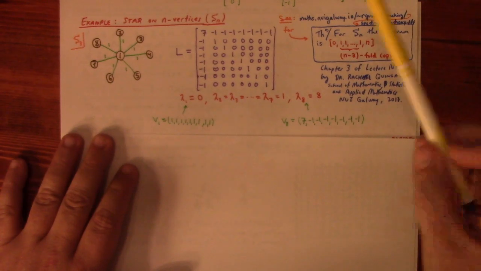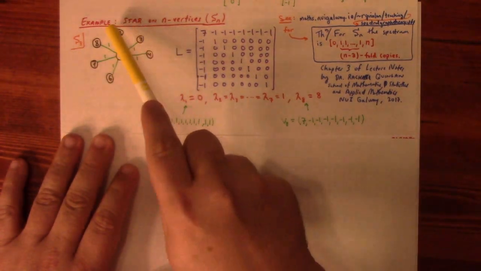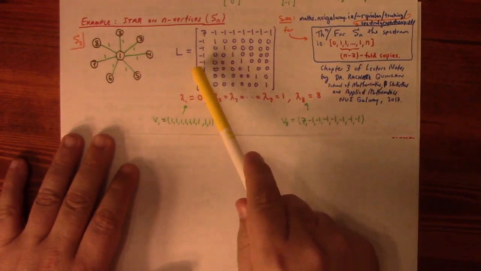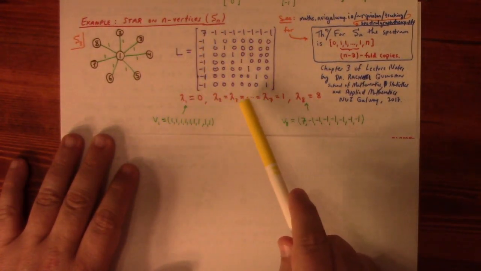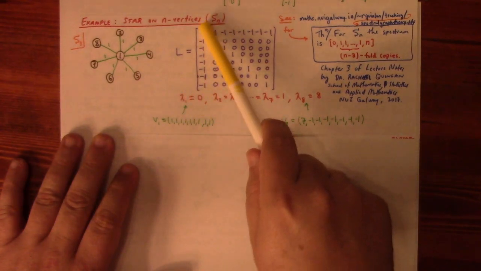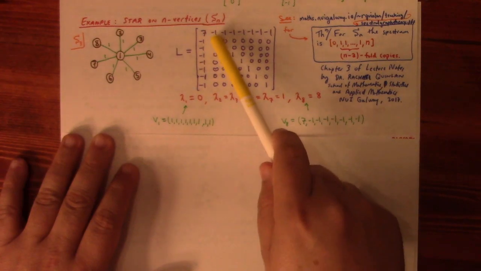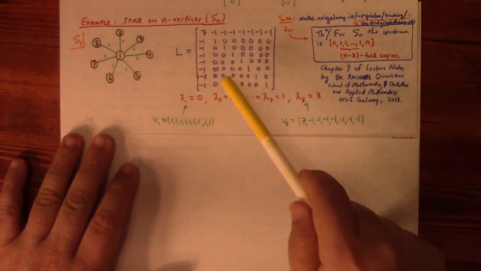But anyway, for the star on n vertices, so here's the star on 8 vertices, all right? This gives a Laplacian like that. So you've got the 1 is special, right? It's connected to all of the others. And then the other ones are just connected to the 1. So it's kind of nice.